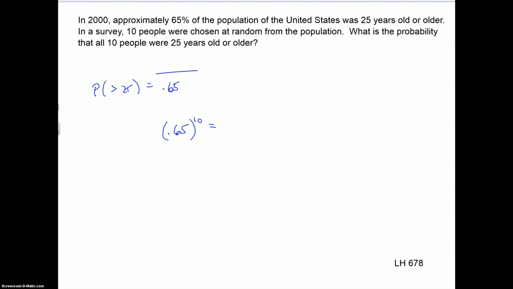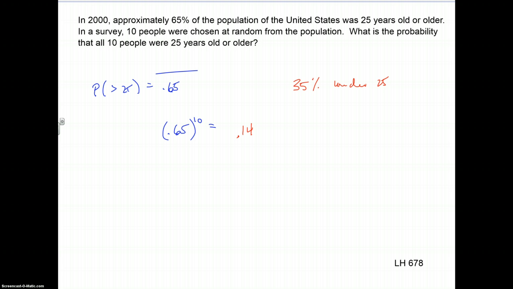Another way of looking at this is to say, let's look at how many people are under 25. Well, if it's 65% over 25, then it is 35% under 25. And let's just say that this comes out to be a number like, I don't know, 0.14 as your probability. I'm making that up. It has nothing to do with this, but I'm just making it up.